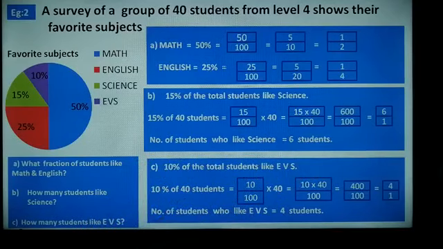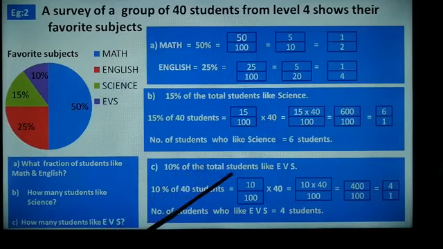Now question C. How many students like EVS? The same way we did question B, we will do C also. Just check the pie chart. From the key, what is the EVS color? Purple. The percentage is given, not the number. We have to find the number of students. So 10 percent of the total students.